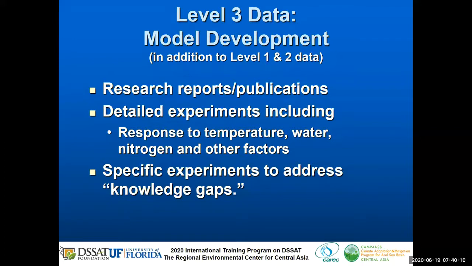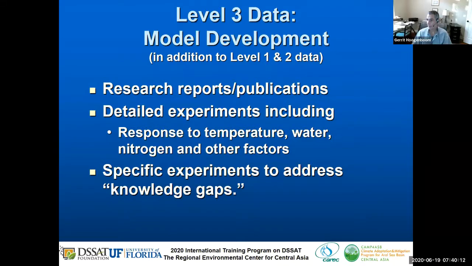So then finally, this is quite labor intensive if we want to expand models to a new crop or look at different processes we currently don't have in the model. We really recommend that we first start by looking at what has been done so far. So we'll be looking at research reports or publications.